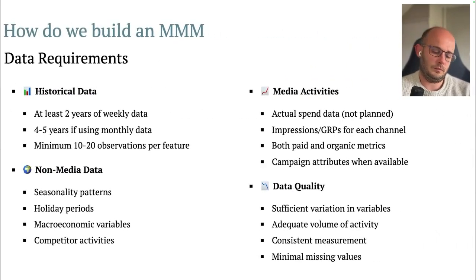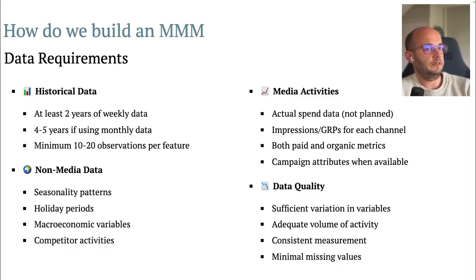So a common question is, what data do we need and how much? So the current guidelines, both from Google and Meta and others, is you need at least 2 years of weekly data. If you're using monthly data, you need 4 to 5 years. Generally, rule of thumb, you need a minimum of 10 to 20 observations per feature. And when we're talking feature, we're talking variables, a channel, seasonality, an economic factor, a competition factor. And this is a limitation of a regression model.